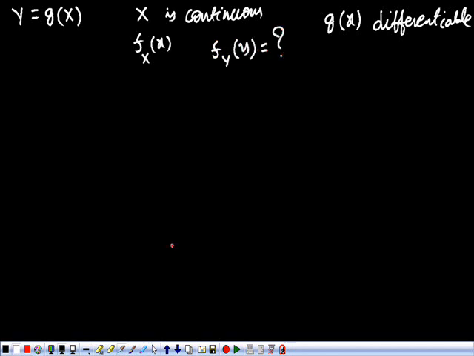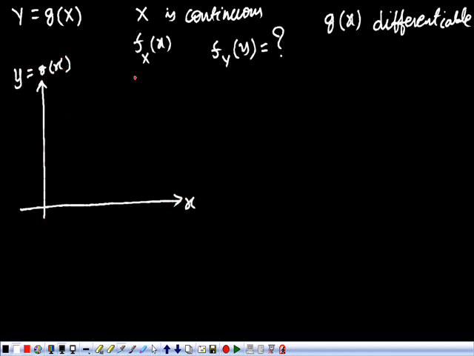What is this probability density function of the random variable y? For that we consider a simple case. Let this be x, and this be the random variable y, which is equivalent to g of x. If y and x are related by y equals g of x, then the values taken by the random variables will also be related by the same relation.